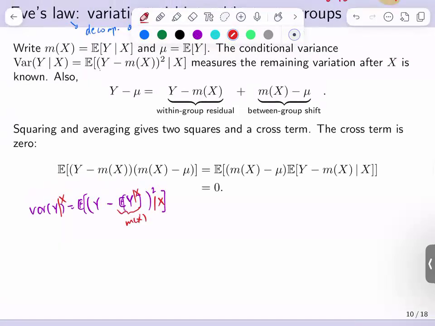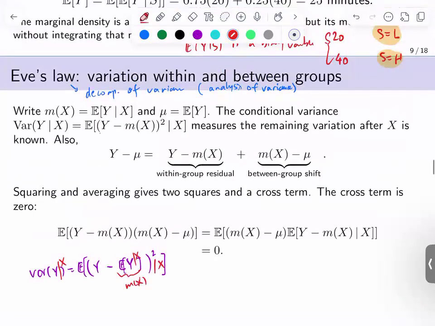So what we have here is this. The conditional variance of y given x would be y minus its conditional expectation, which is m of x, squared, and then I take another expectation, but it has to be conditional on x. Every expectation would be under this conditioning. Okay. So this is basically saying how much variation there is.